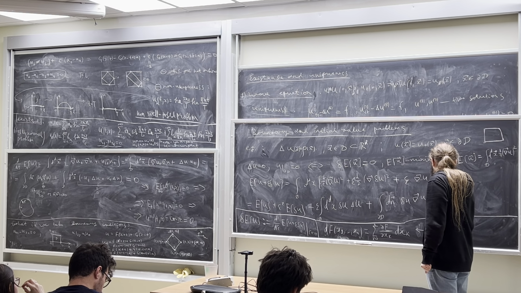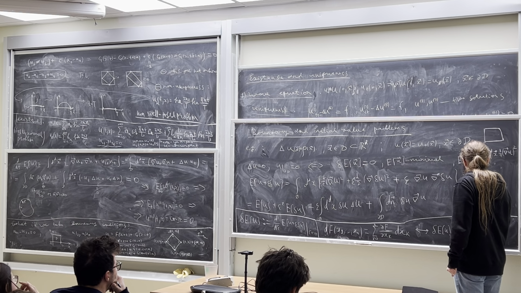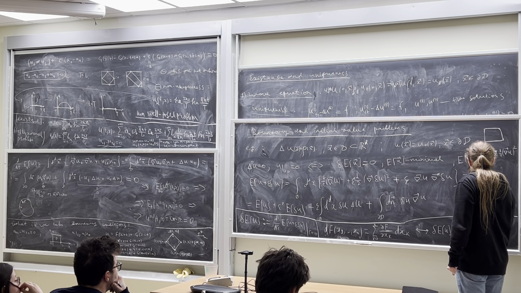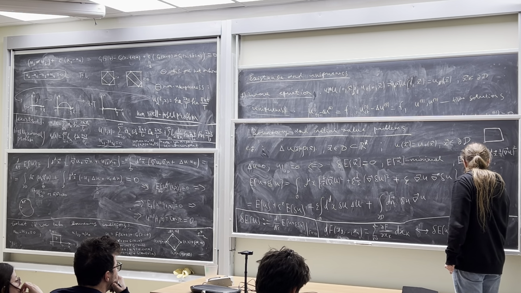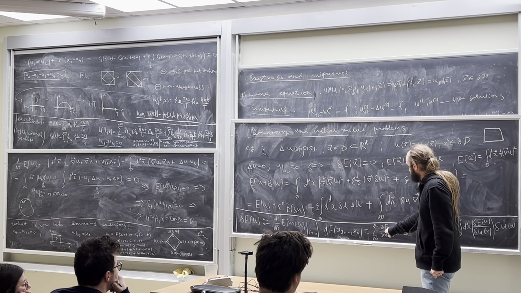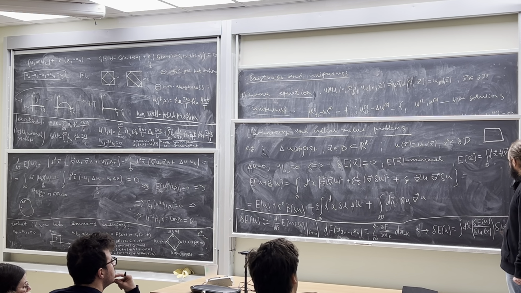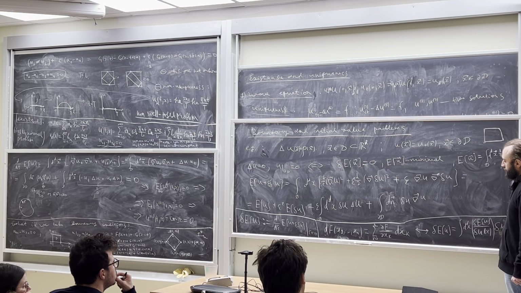Delta E of u equals the integral in dx of delta E of u over delta u of x, times delta u of x. So this is a kind of single character, which means df, which is the analog of df over dxk. And this is just this function delta u.